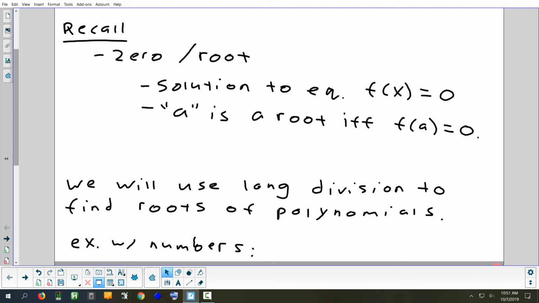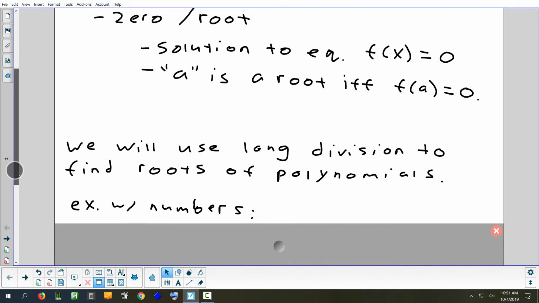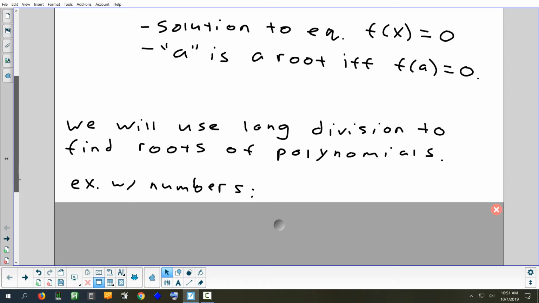So, sometimes to figure out if something is a factor, we're going to use long division. Now, when you're doing quadratics, it's a little easier to factor because you can write the two sets of parentheses and then FOIL it and check it. Well, with cubics, it can be a little harder to factor. So I'm going to show you something with numbers first, and then we'll look at it with polynomials.